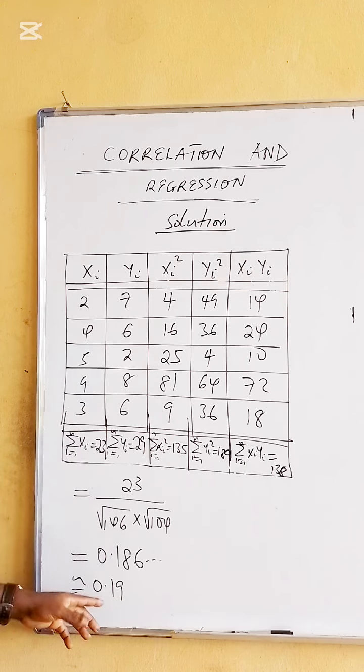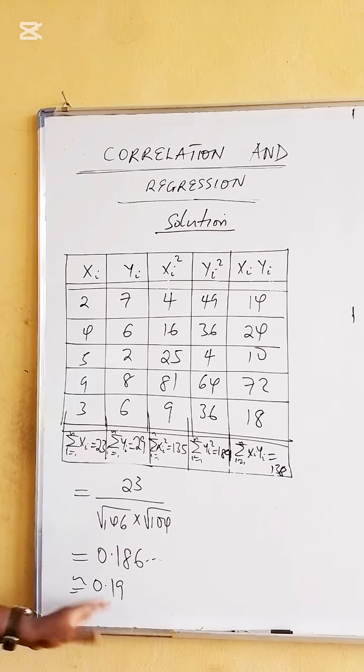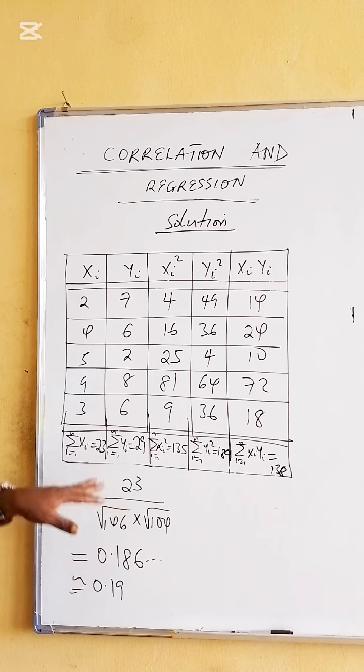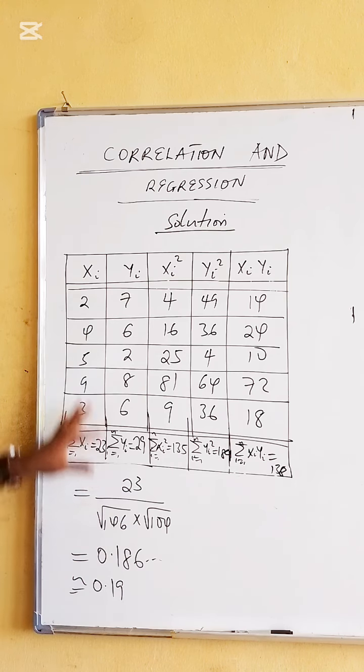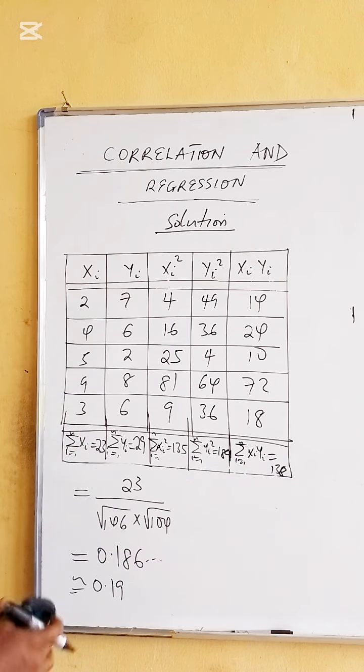So this certainly tells you that the correlation between x and y is weak but positive. It is positive because it is greater than 0. It is weak because it is less than 0.5. So that is the conclusion of that problem for Pearson's correlation. Let's now move over to end this problem with the rank correlation coefficient.